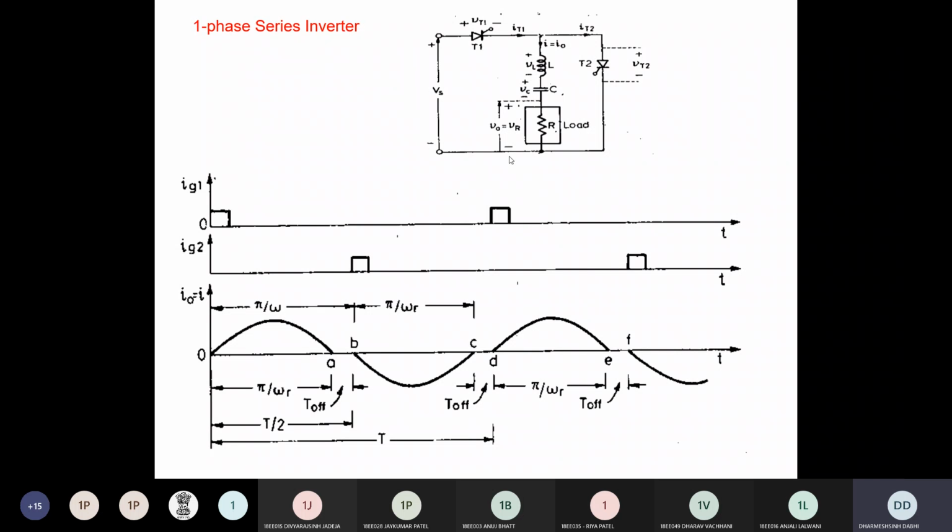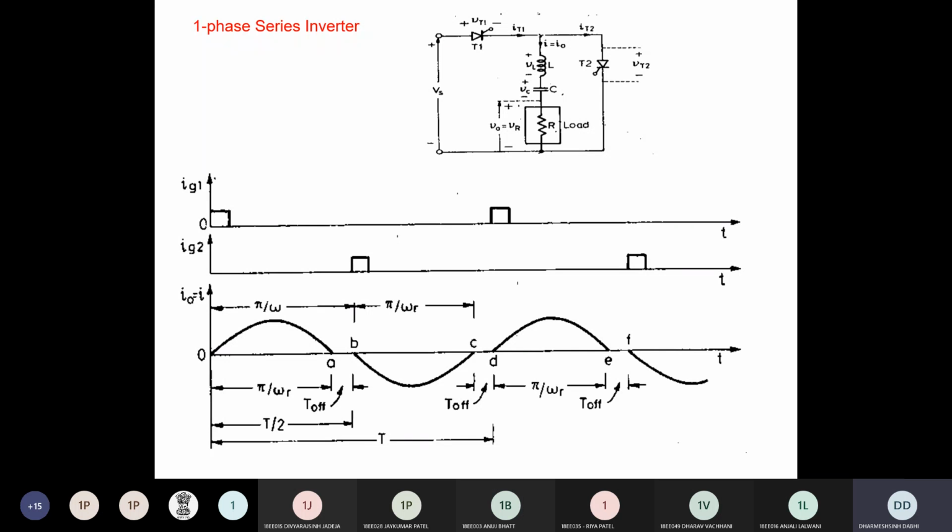Again your capacitor will be charged in the same direction, and current is flowing, as you can see. And at instant E, your capacitor is fully charged, so current becomes zero. Again the sequence is repeated. Understand now? Yes sir. Is there any doubt to anyone?